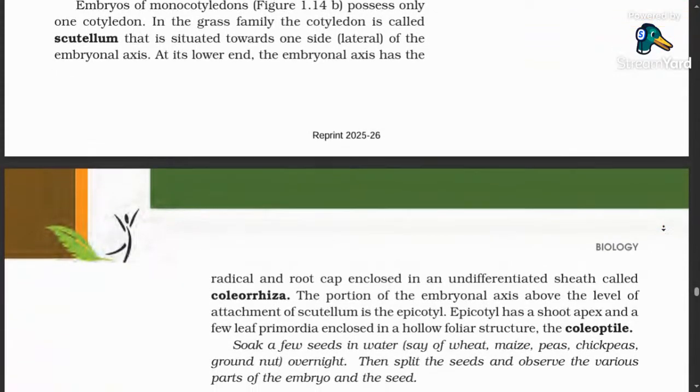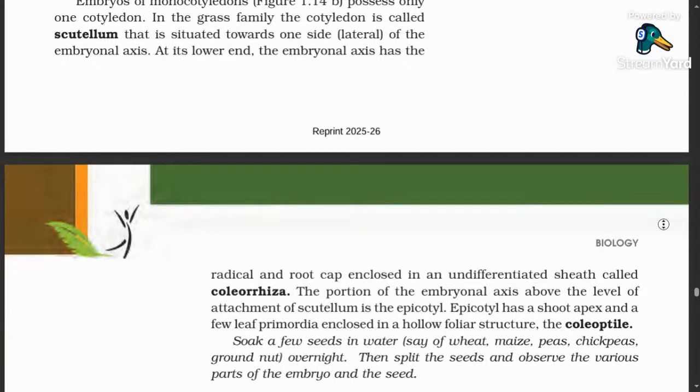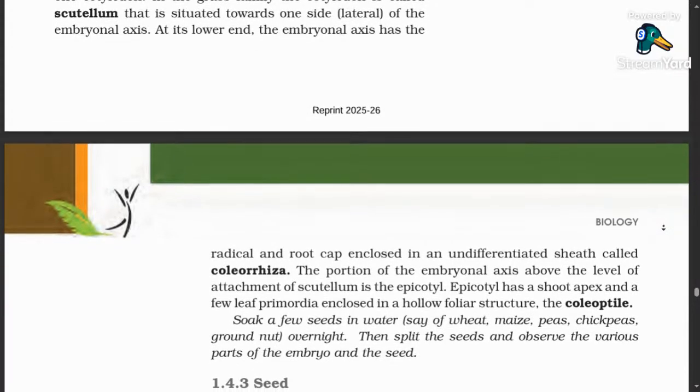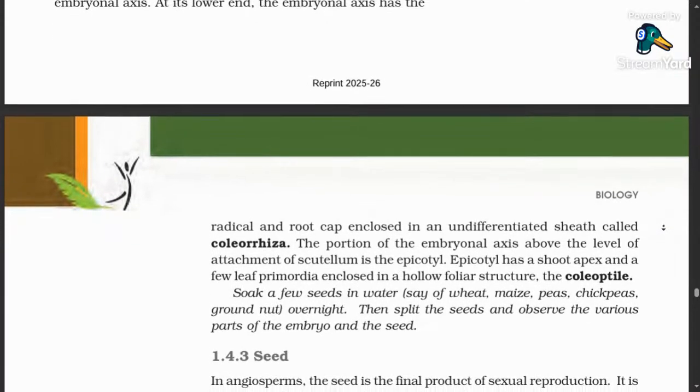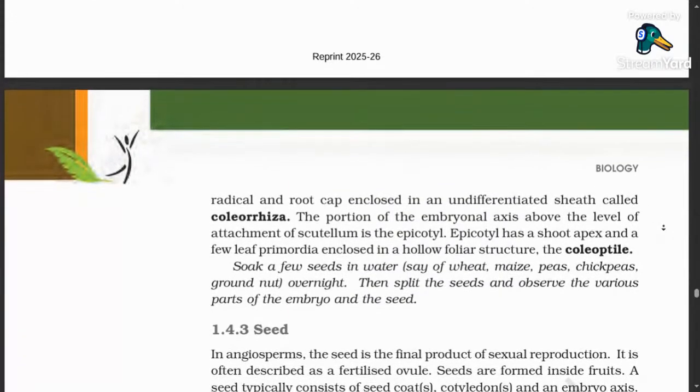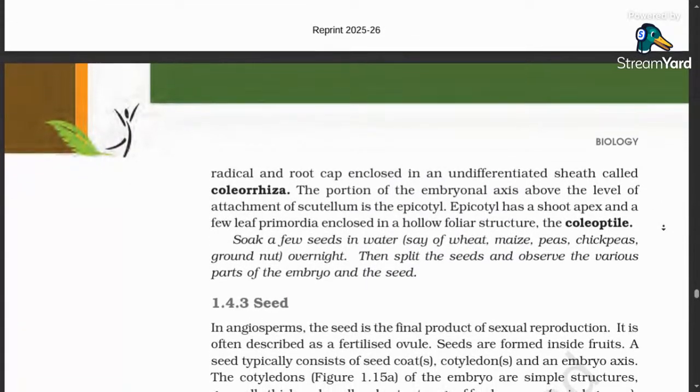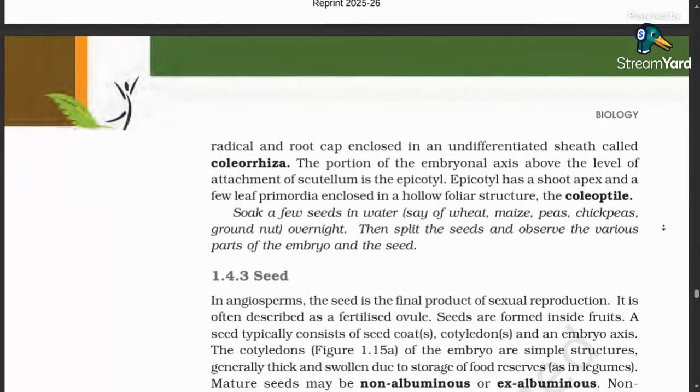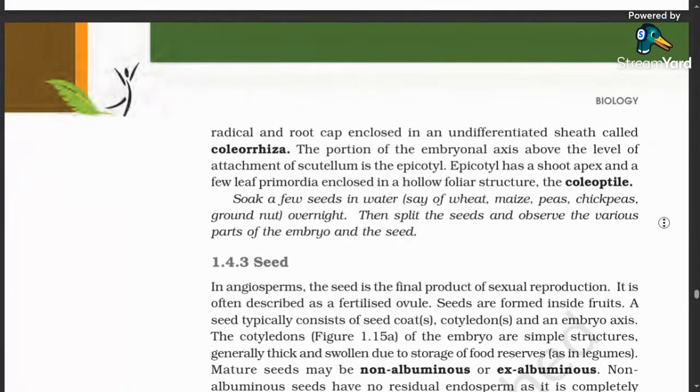Embryos of monocotyledons possess only one cotyledon. In the grass family, the cotyledon is called scutellum. There it is situated towards one side, lateral, of the embryonal axis at its lower end. The embryonal axis has a radicle and root cap enclosed in an undifferentiated sheath called coleorhiza. The portion of the embryonal axis above the level of attachment of scutellum is the epicotyl. Epicotyl has the shoot apex and a few leaf primordia enclosed in a hollow foliar structure, the coleoptile. Soak a few seeds in water, say of wheat, maize, pea, chickpea, or groundnut, overnight. Then split the seeds and observe the various parts of the embryo and the seed.